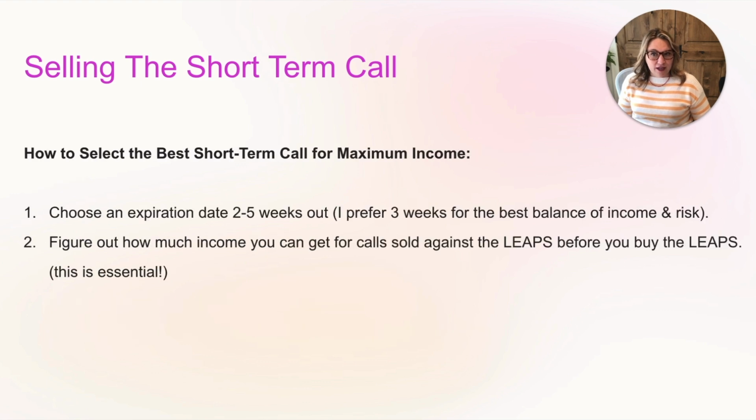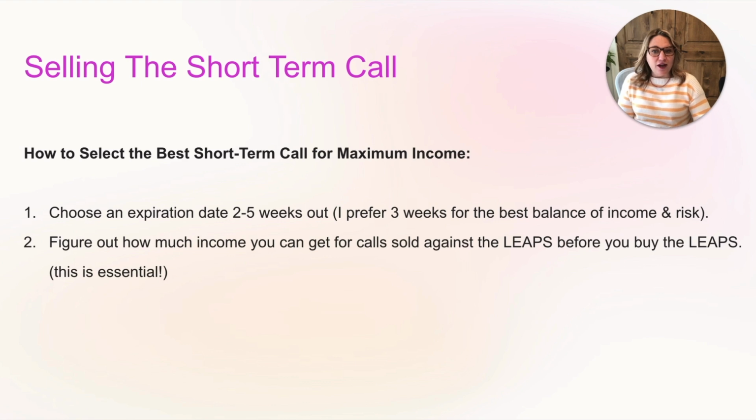So how we select the best short-term call for maximum income is that we choose an expiration date that's 2 to 5 weeks out. I prefer 3 weeks for my calls that I sell. I just feel like that is a great expiration date that allows me a lot of flexibility. There are some people who love to sell weeklies. I think that's a lot of work. It's really something that you should experiment with. There's also data that suggests that a 45-day call is the most profitable, but I really do like the 3 weeks. So that's just me.